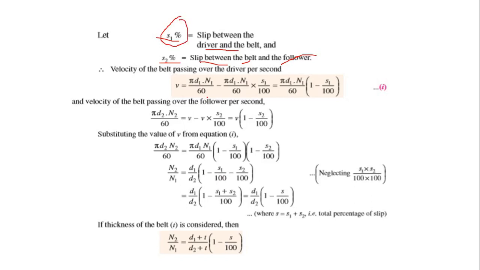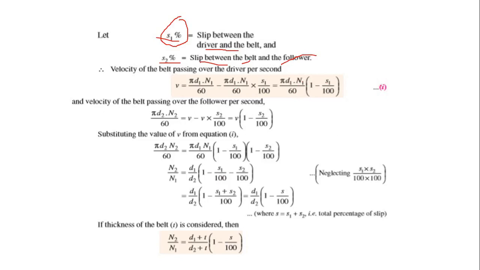So the net velocity we can write pi d1 n1 divided by 60 minus S1 percent slip of the actual velocity. That means pi d1 n1 by 60 minus pi d1 n1 by 60 into S1 by 100. S percentage can be written S1 by 100. If we take the common pi d1 n1 by 60, we can write pi d1 n1 by 60 into 1 minus S1 by 100. This is equation number 1.